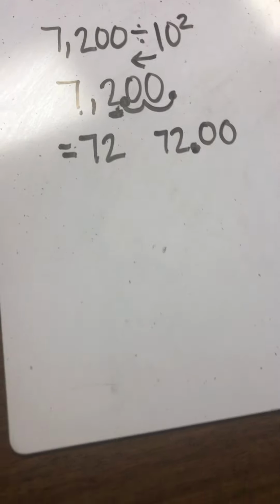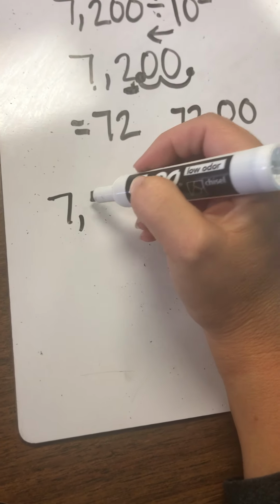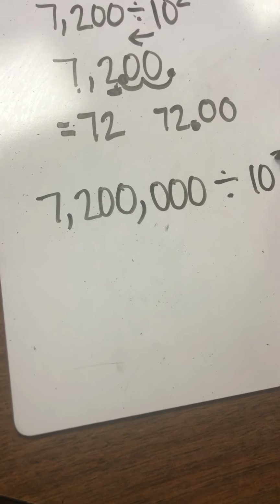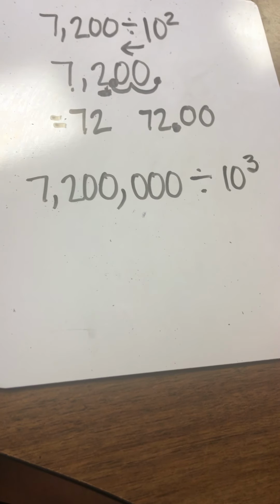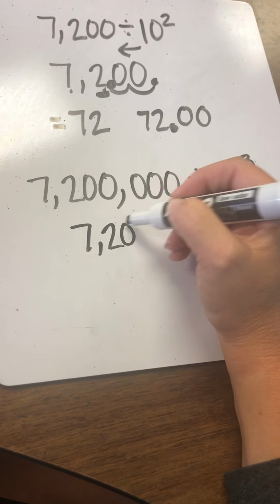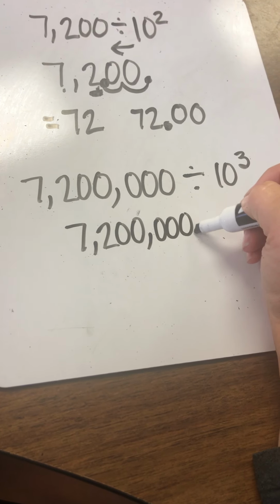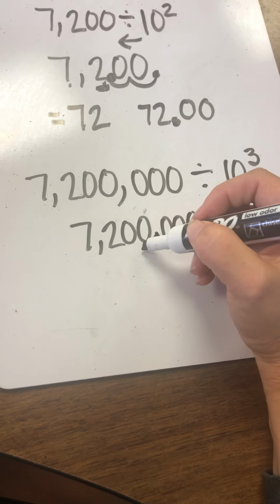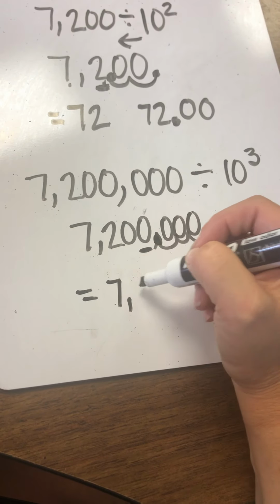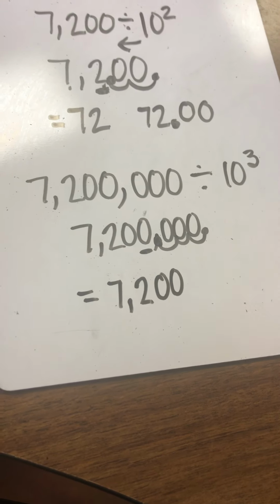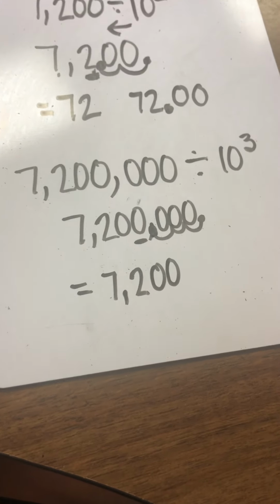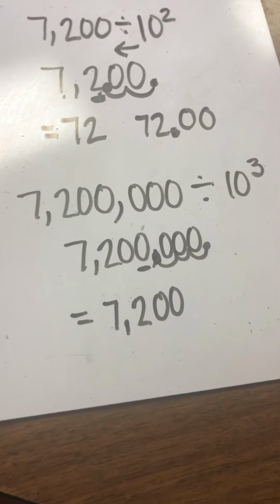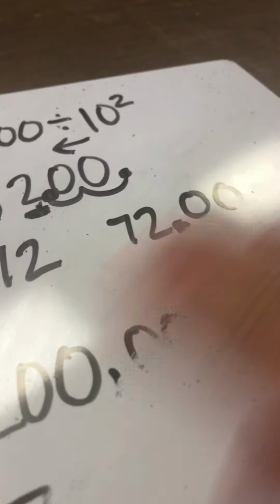Okay, let's do another example. If we have 7,200,000 divided by 10 to the third power. We are going to place a decimal on the end of this whole number, and we're going to shift it back 1, 2, 3 times. So now this is our ones place, and our quotient is 7,200. And if you want to put decimal 000, you can, or you can just leave those off because it's the same value. Okay, so if it's a whole number, you just put a decimal on the end.